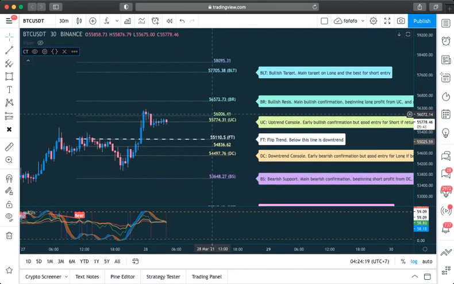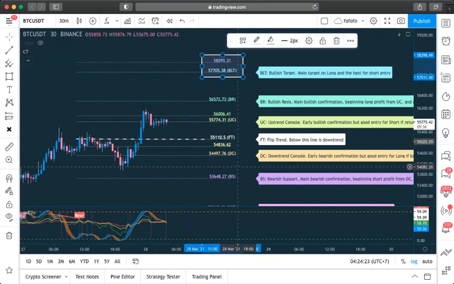And with the real bullish, we can estimate the target to be achieved is around the bullish target, which is 58,000 or something like that. I think that's all.